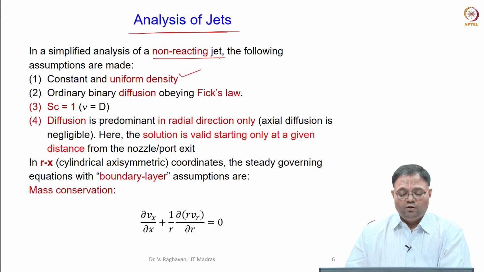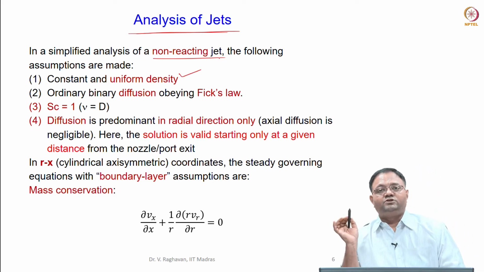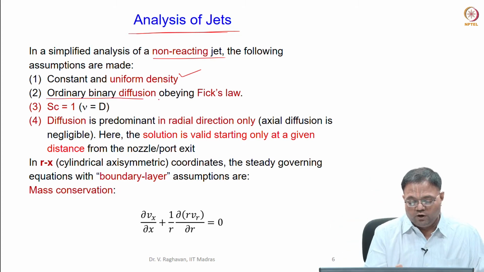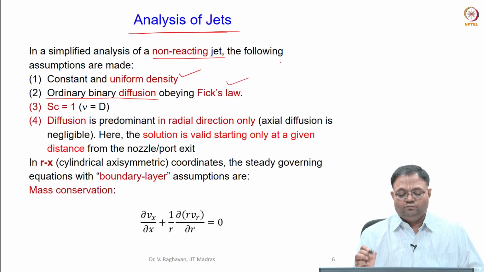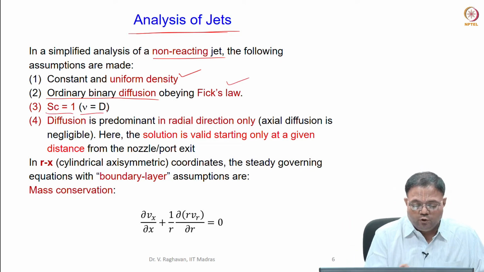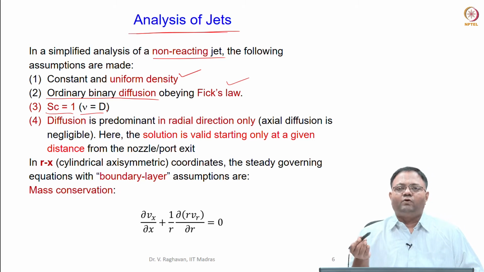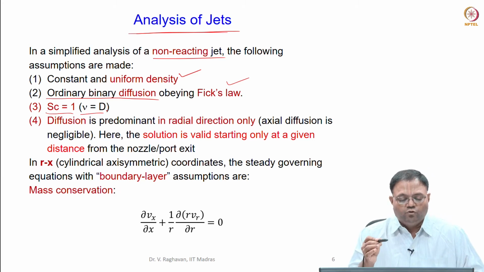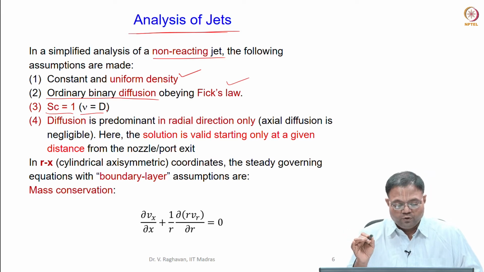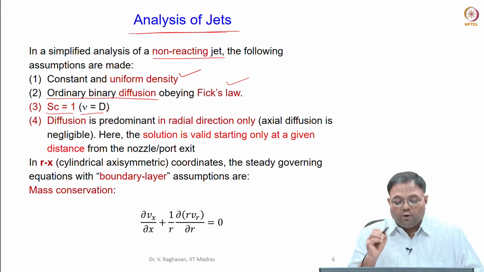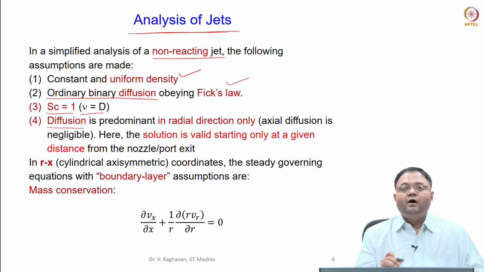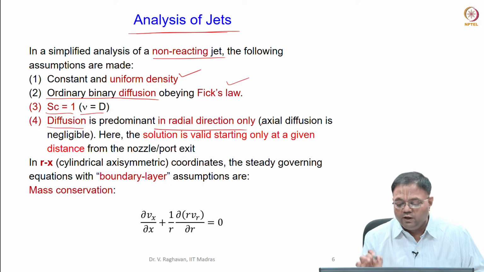Assumptions have to be made. Uniform density, the density will not change. So, constant density, then ordinary diffusion only occurs and obeys Fick's law, and nu equal to D. The usual assumptions that we made. So, nu equal to D. So, the momentum diffusion is the same as the mass diffusion. Then the important assumption here is that the diffusion is predominant in the radial direction only.